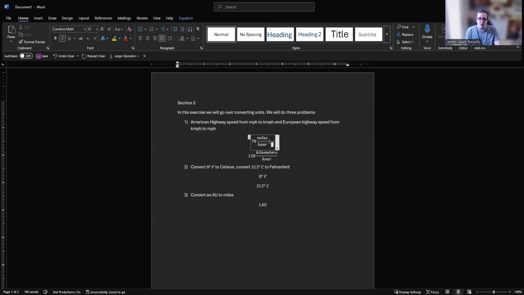And so what we really need to find out is how many miles, or let me rephrase this. How many kilometers or how many meters are in 1 mile? We can use either way. And so I looked this up and I found that there are 1,609.34 meters in 1 mile.